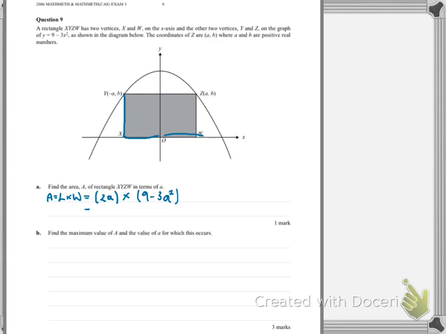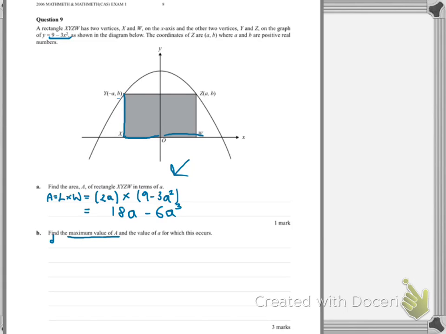Now the y coordinate given there is b. However, in terms of a, we're going to draw on the rule. This rule here is for getting the y coordinate. So when x is equal to a, we'll have our 9 minus 3a squared, and expanding that out, we're going to get our area.